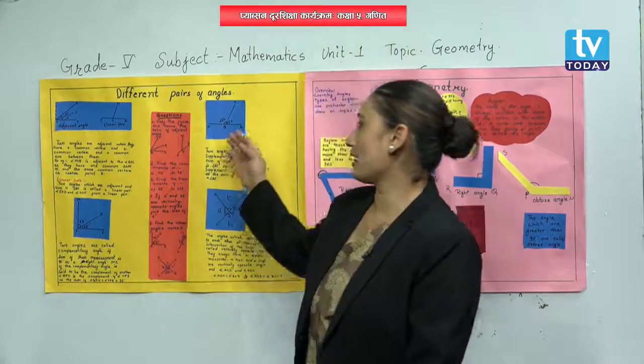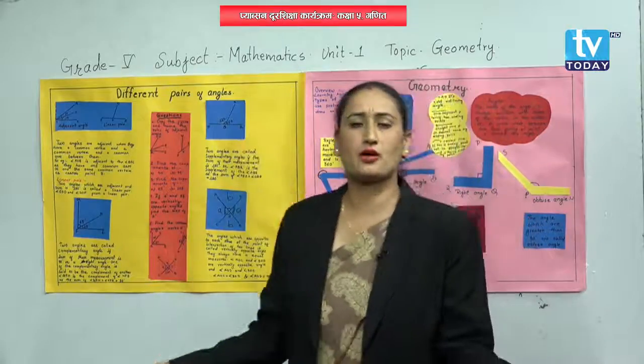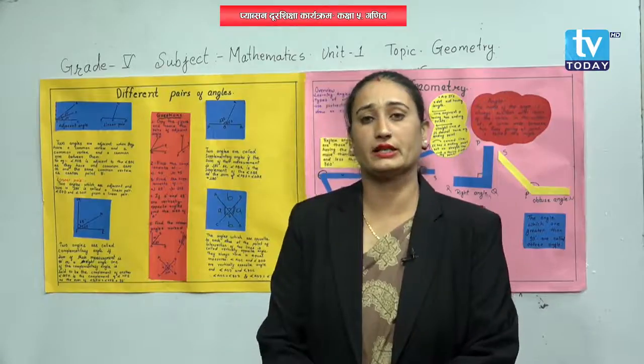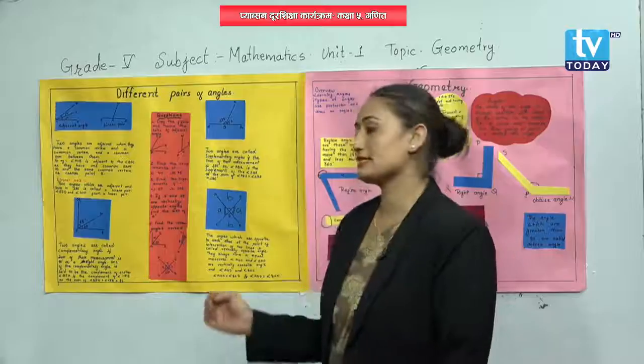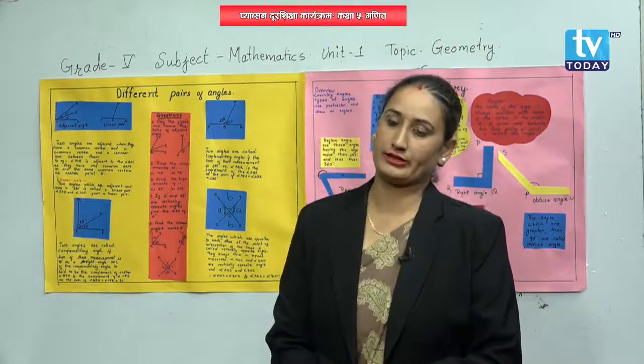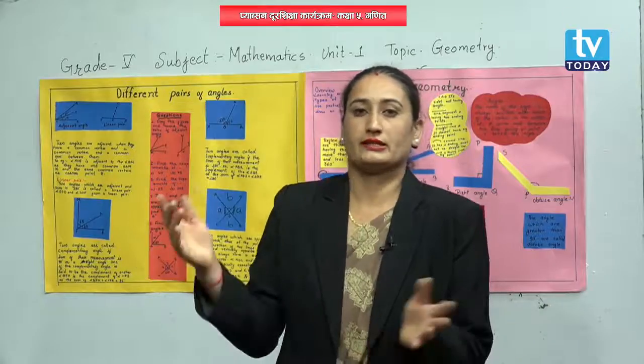Not only that, we have learned about supplementary angles. In supplementary angles it is the same: if the sum of the angles is 180 degrees, we call it a supplementary angle. Now the last is vertically opposite angles. In vertically opposite angles, upside and downside are equal, and side and side are equal.